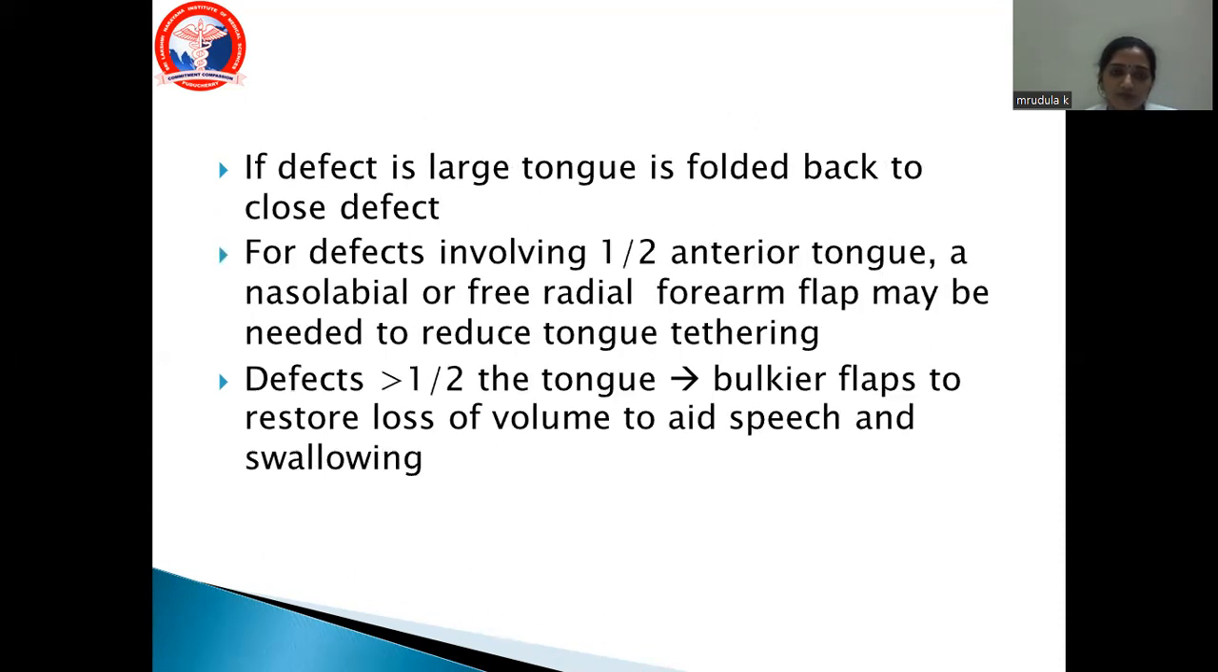If the defect is large, the tongue is folded back to close the defect. For defects involving half of the anterior tongue, a nasolabial or a free radial forearm flap may be needed to reconstruct. Defects of more than half of the tongue need bulky flaps to restore the volume to aid in speech and swallowing.